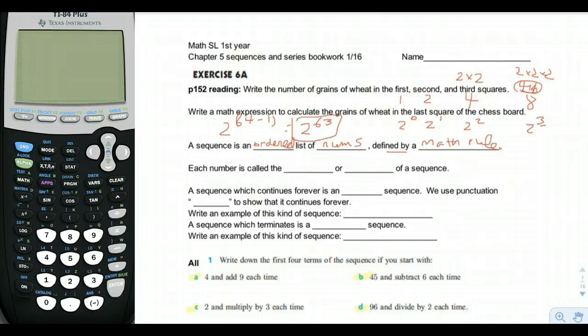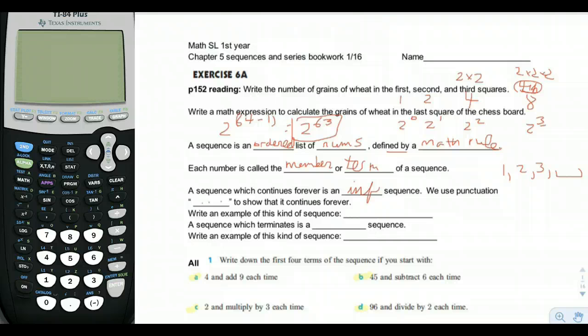Each number is called a term of a sequence. Element would be a set. It's a term. Normally we call it a term. A sequence which continues forever is an infinite sequence. That makes sense, right? We use punctuation to show that it continues forever. What punctuation do we normally use to show that a sequence continues forever? If we have the sequence 1, 2, 3, comma, what do we put here to show that it goes on forever? Usually period, period, period.